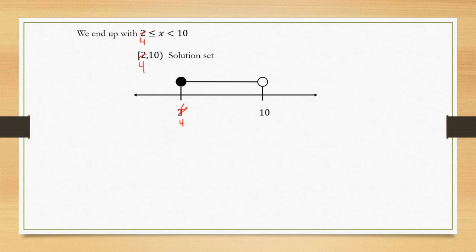So that's what we get. Again, here also, x is greater than or equal to 4, so that's why the closed circle is above 4. 10 we're not including because of the strict inequality, so we have parentheses and an open circle above 10. Okay, so that's what's happening here.